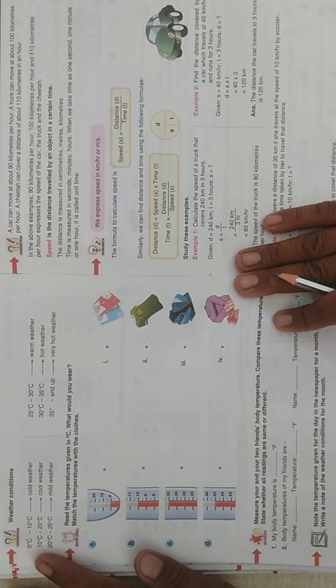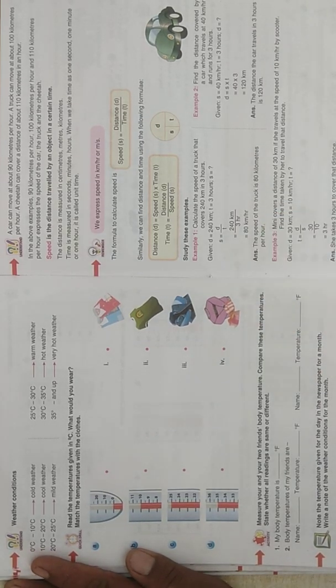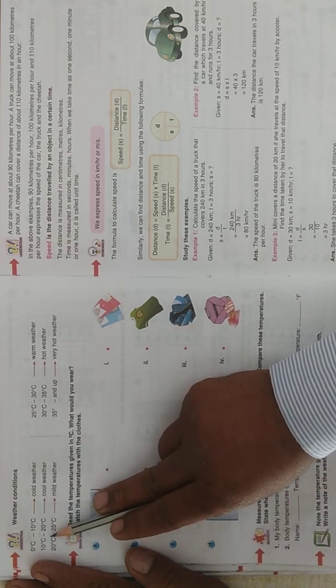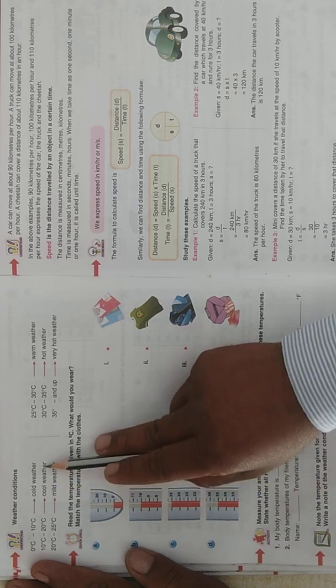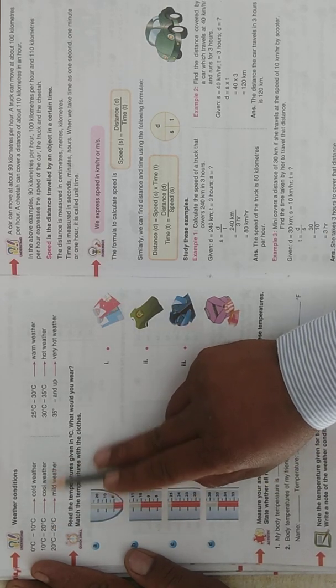Yes, here weather conditions are given. 0 degree to 10 degree, it is cold weather. Yes, this is winter, means cold weather only. Cold weather, very cold weather, 0 to 10 degree Celsius. Next, 10 to 20 degree, cool weather.